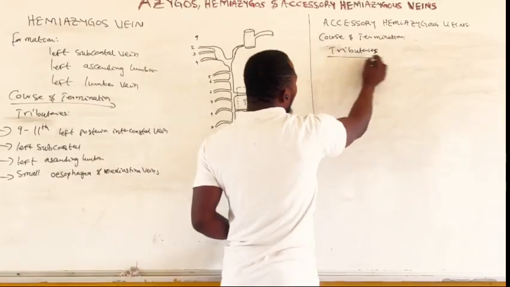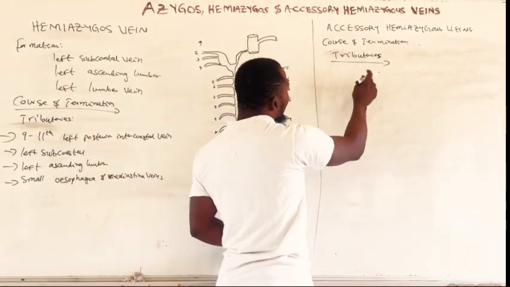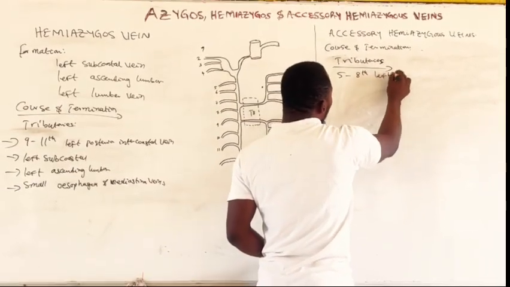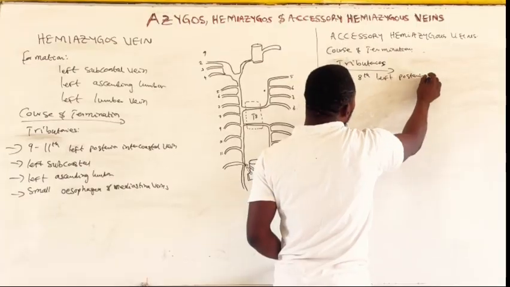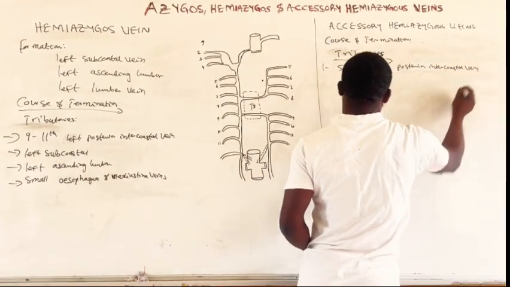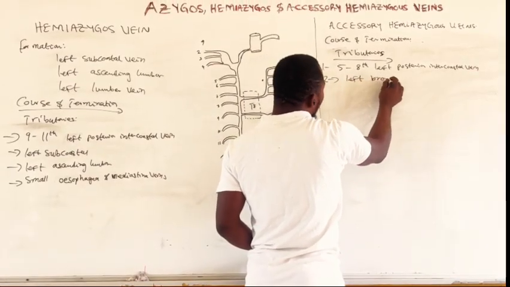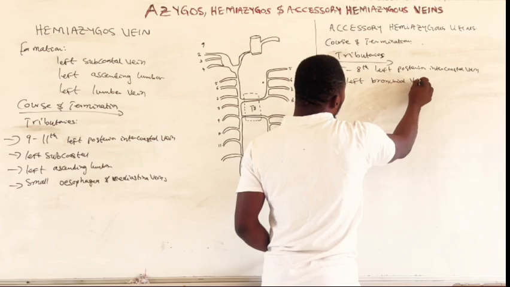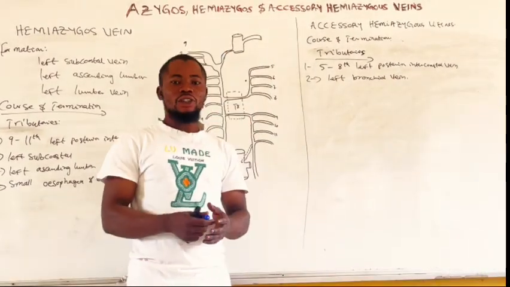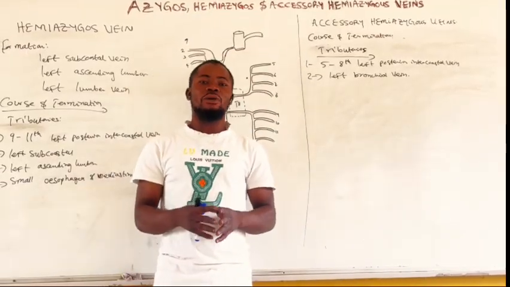The tributaries of accessory hemiazygos vein include 5th to 8th left posterior intercostal veins, and occasionally left bronchial vein. So these are the tributaries of the accessory hemiazygos vein. This is just an overview of the azygos, hemiazygos, and accessory hemiazygos vein.